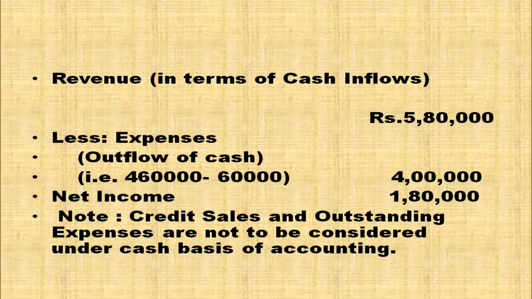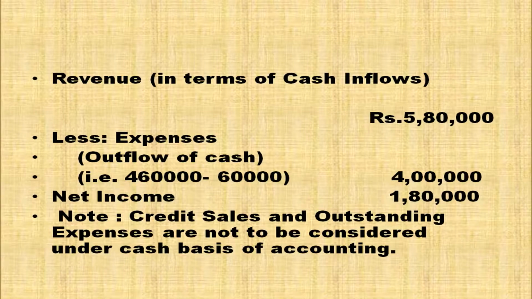Revenue, whatever cash is flowing inside is 5,80,000. Expenses will be deducted from the revenue. 4,60,000 expenses are there, but we have not paid 60,000. So, what we have paid is only 4 lakh. So, expenses came to 4 lakh.